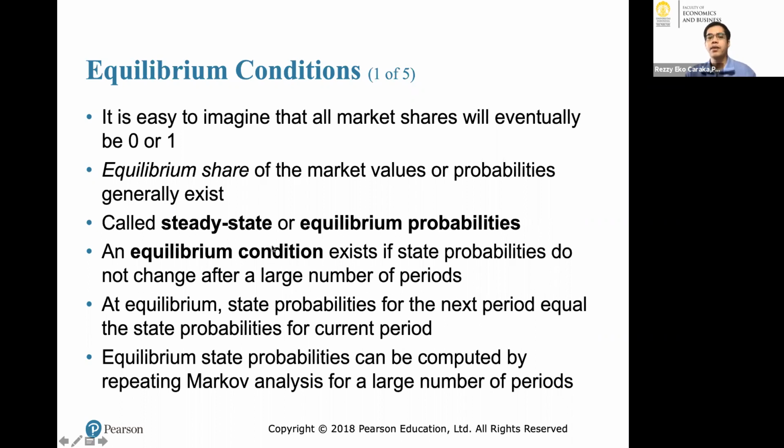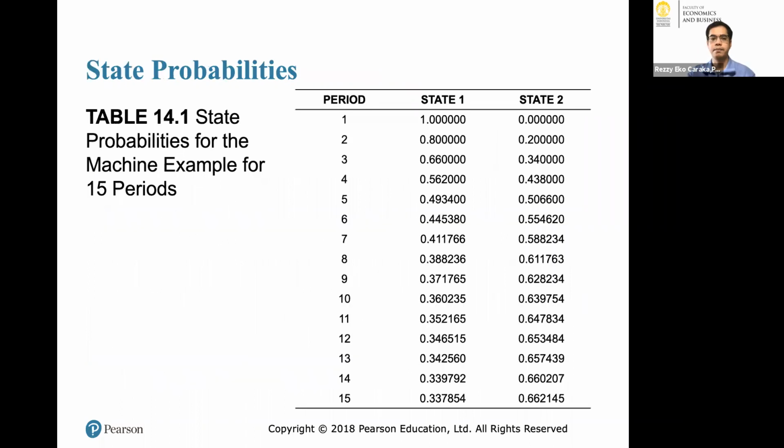So the equilibrium conditions exist if the state probabilities do not change after a large number of periods. So you're still talking about independence. And in equilibrium, the state probabilities for the next period equal the state probabilities for the current period. And the last information is that the equilibrium state probabilities can be computed by repeating Markov analysis for a large number of periods. So you can make the looping later if you want to use data analysis or big data, we can set it computationally so it can loop automatically.